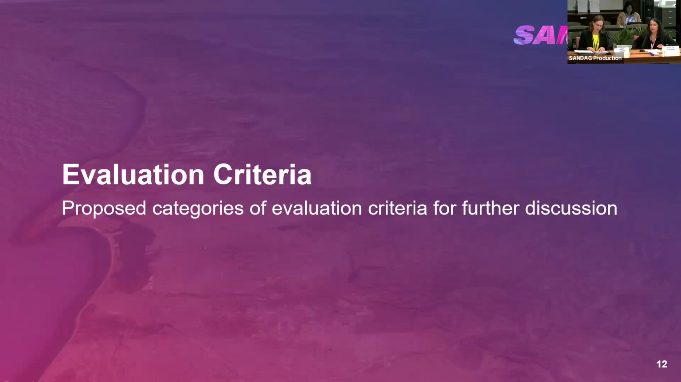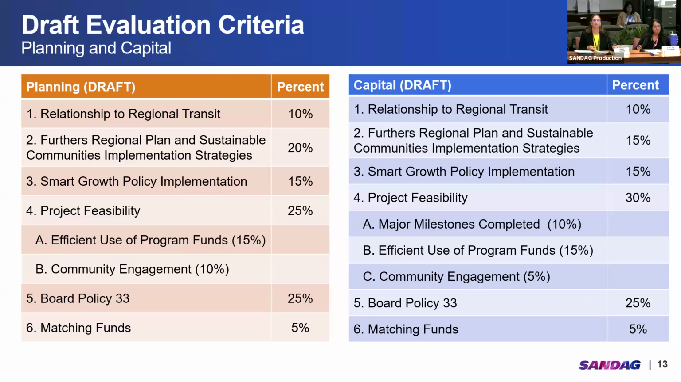All right, so the criteria that we have in the program are mostly derived from the 2021 Regional Plan and the SCS. So this is the main area that we're looking for your feedback today. The tables on this slide are the main criteria that we see used most frequently. For planning and capital projects, these are largely the same as what we've used in previous cycles. We've made some adjustments to some of the weights.